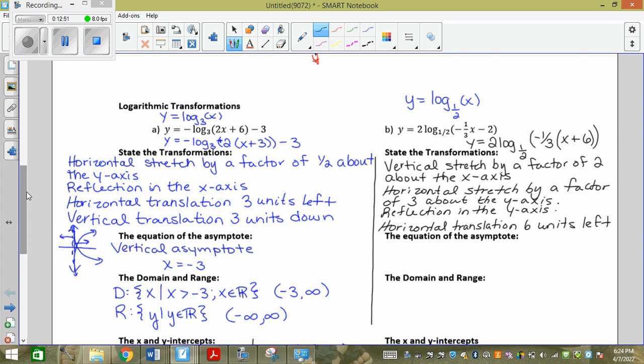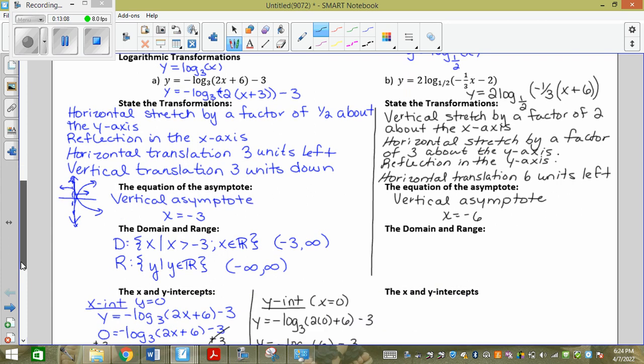Okay, so we normally have an equation of an asymptote at x equals 0. It's now going to move 6 to the left, sorry. So we have a vertical asymptote 6 to the left. So it's at x equals negative 6.